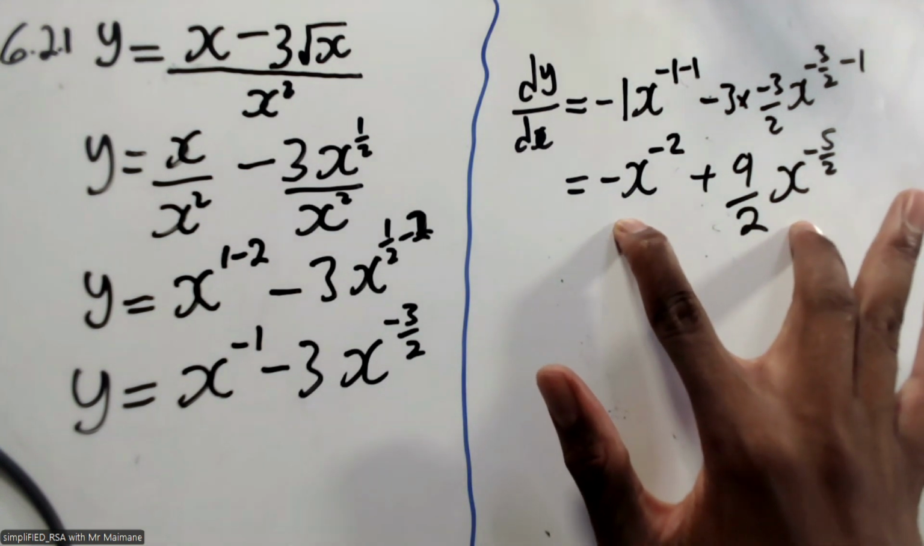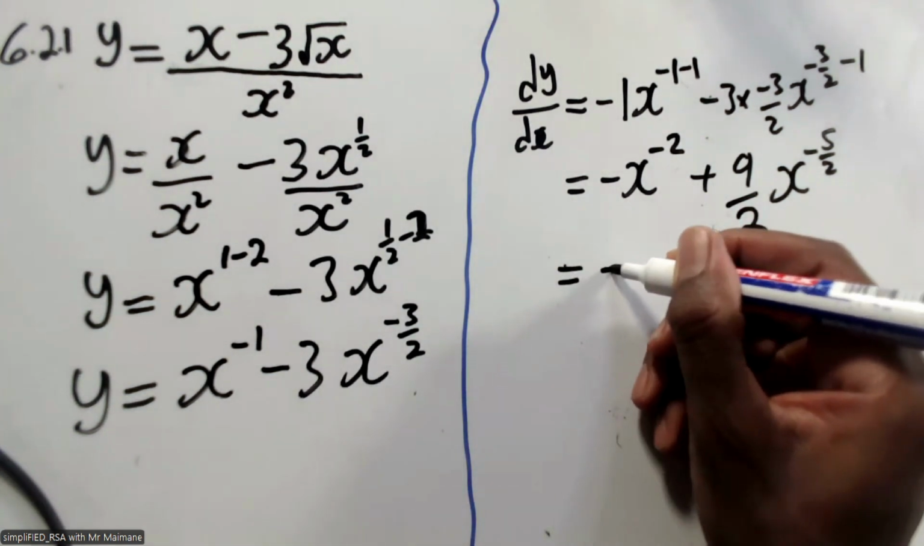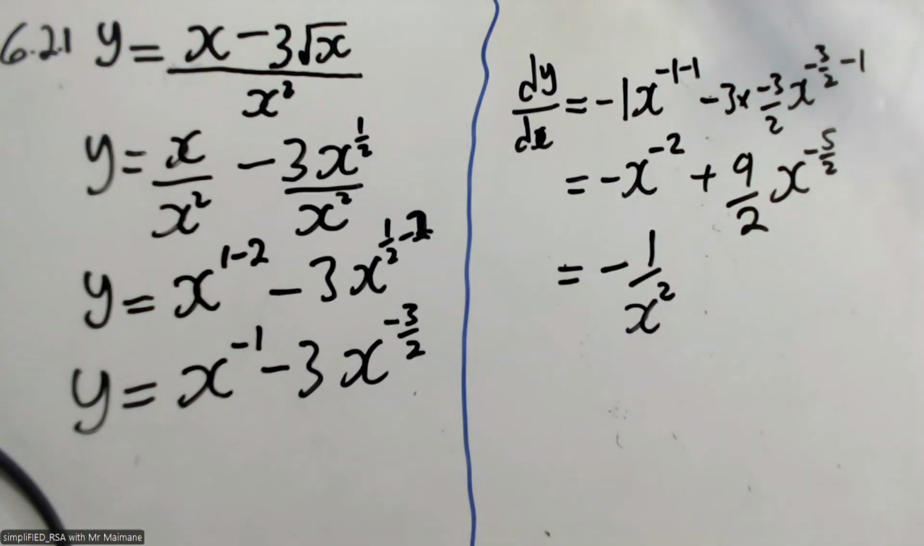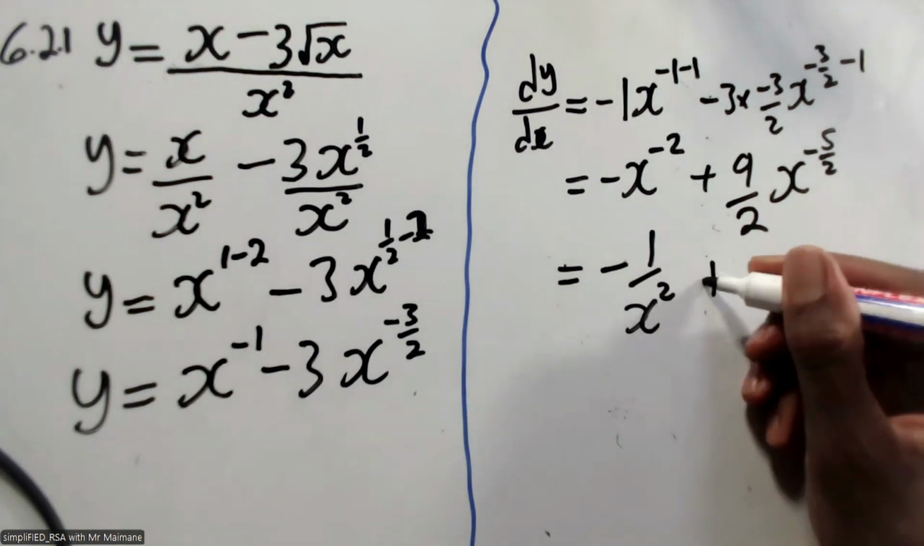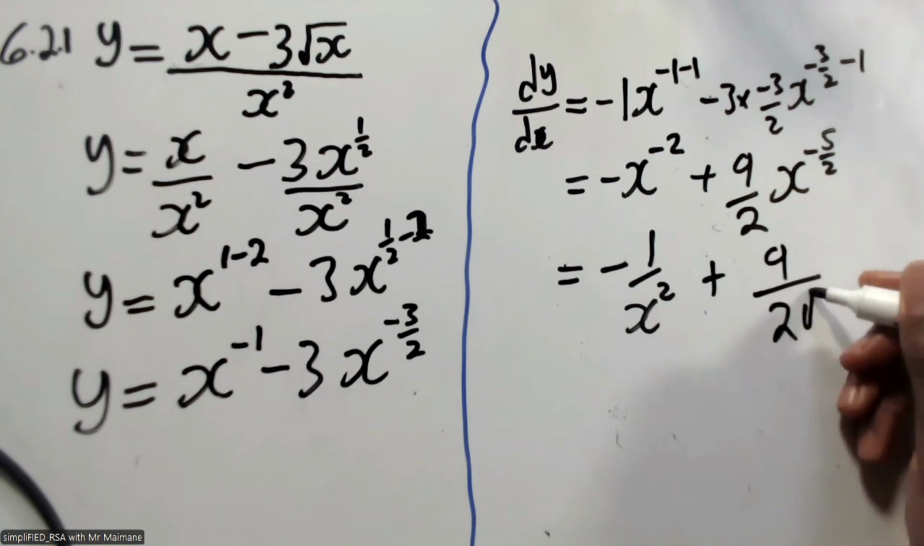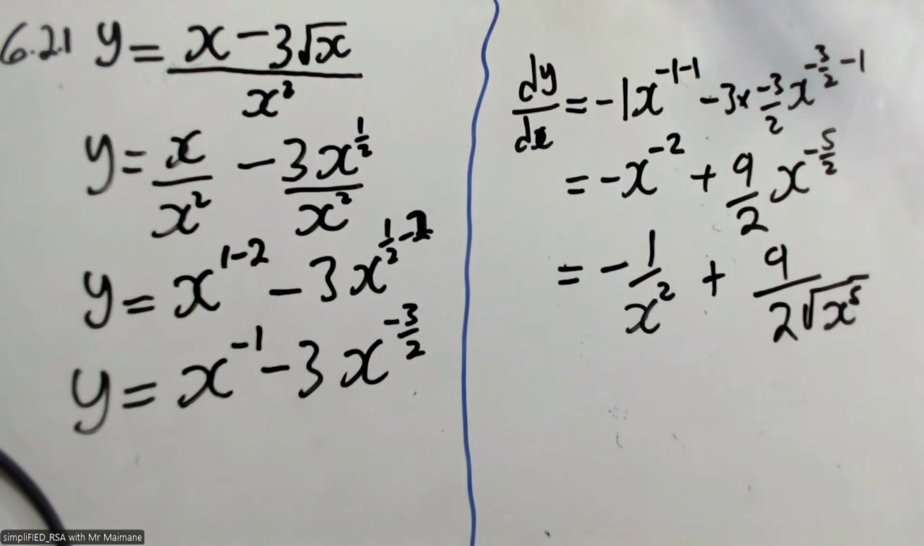But if you want to put your answer fancy, you can still go further and say this is the same as minus 1 over x squared for the first term. And for the second term, you're going to say plus 9 into 2 square root of x to the exponent 5. Why do I say this?